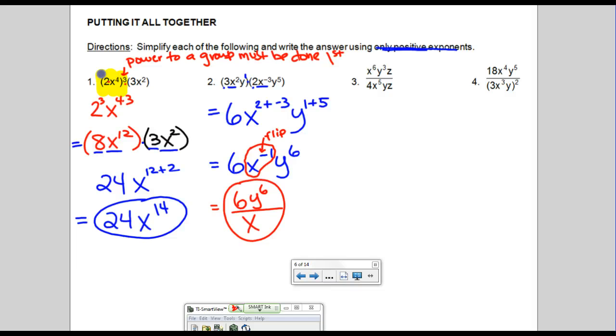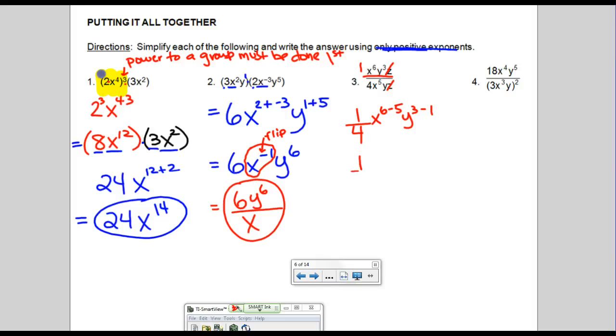Problem 3, we have division going on. So when you're dividing, again, there is no power to a group, so I can go ahead and start dividing. So there was really a 1 there. 1 and 4 is still going to stay 1/4. Okay, an x to the 6th and an x to the 5th, you would subtract. Y to the 3rd and a y really means 3 minus 1. And then a z divided by a z. Now that's going to cancel. If you already know that, fine. Otherwise, you're going to do z to the 1 minus 1, which would be z to the 0.